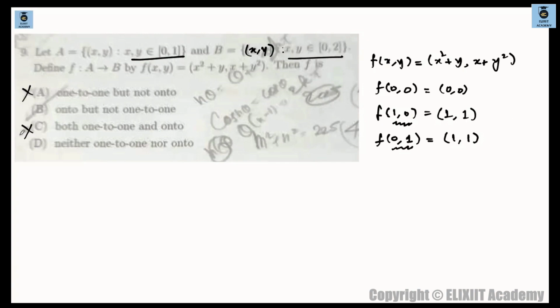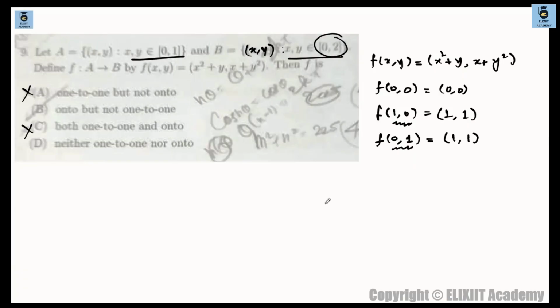Okay. So now we check for the onto part. For onto, what do we have to prove? Because the range set is what? The set is XY, saying XY belongs to 0 to 2. So what we have to prove is that the codomain is 0 to 2. So we have to check whether the range part is also lying in between 0 to 2 or not.